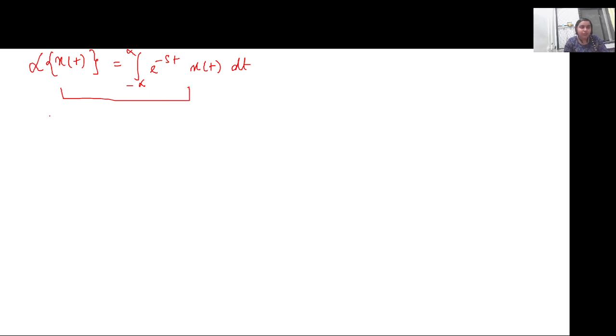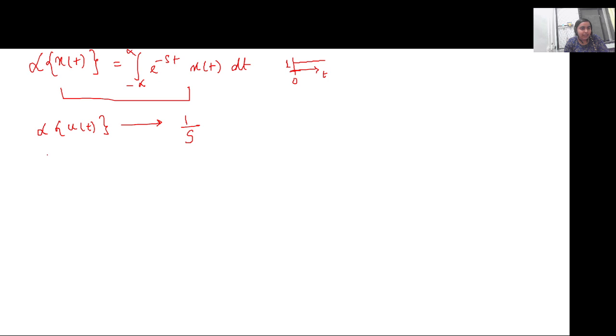A few of the things we should remember for using it in our circuits are the Laplace transforms of certain signals. For example, let's say the Laplace transform of u of t. Now, u of t is a kind of signal that starts from 0 and has a constant magnitude of 1, right? If we convert it using Laplace transform, in the frequency domain it will be equal to 1 by s.